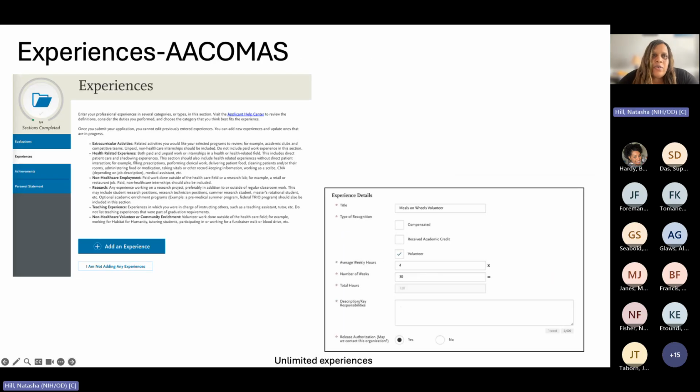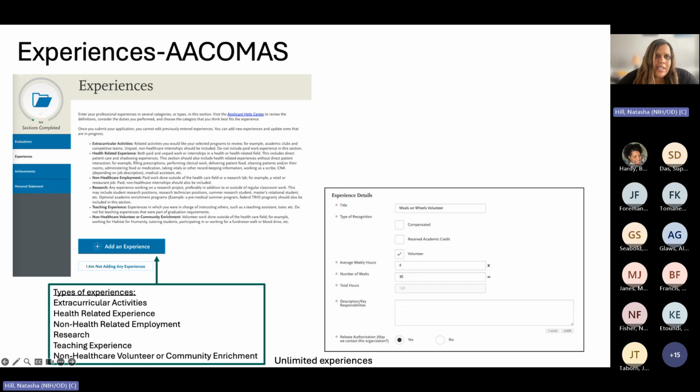Okay, so for those of you who are applying AACOMAS, so osteopathic medicine, you're going to have an experience section just like you do on the AMCAS, but it looks a little bit different. And so what you're going to see here is when you select add an experience, you're going to get a list of experiences that you can select from. And your experience selection is a bit shorter than the AMCAS experience, which is okay. You're going to be able to select from extracurricular, health-related experiences, non-health related employment, research, teaching, and community enrichment, right?